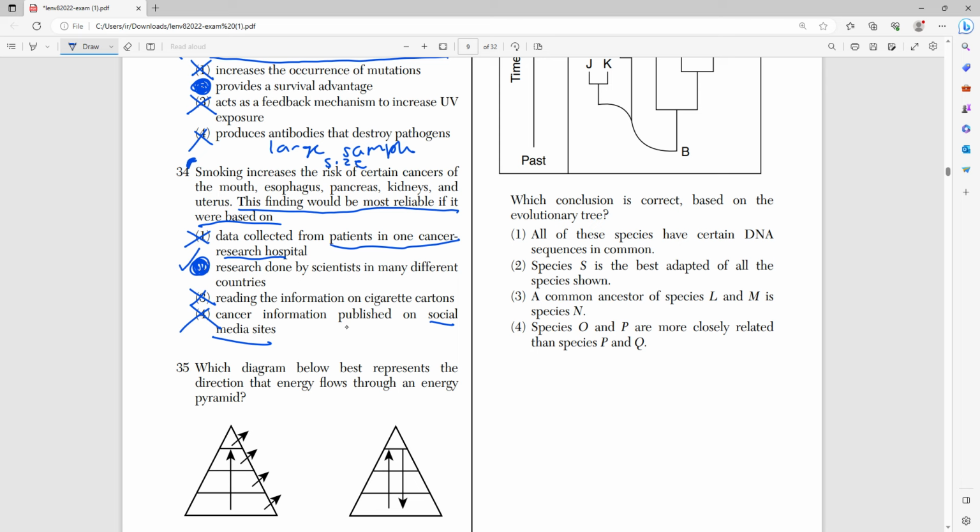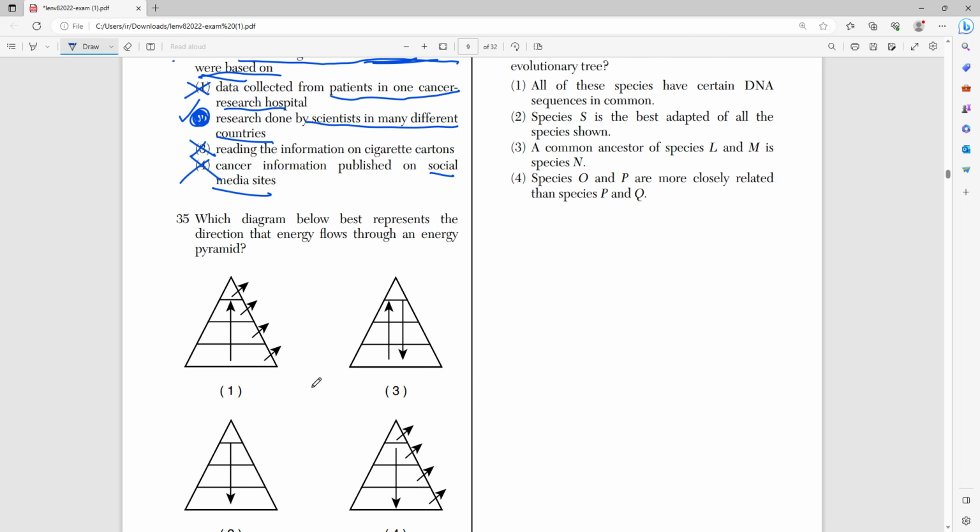Why? Because research done by scientists in many different countries, guess what that is? That's a large sample size. So you won't be limited to like 5 people in one hospital. All these different countries have different factors, so you're not just going to have all of your data come from one town that's really polluted and where cancer is really prevalent. So that's the most diverse group. And honestly, when it comes to finding the most reliable results, you want the most diverse group.